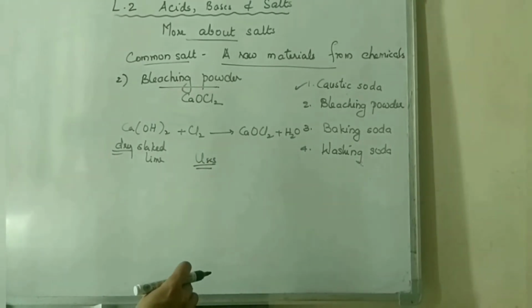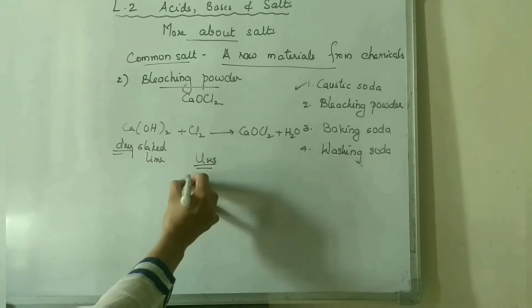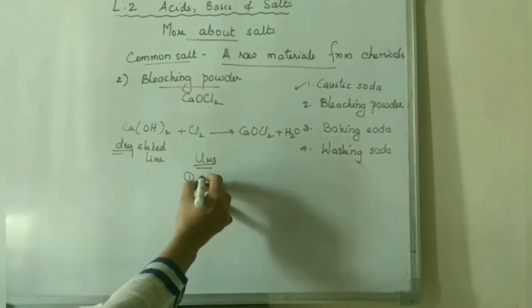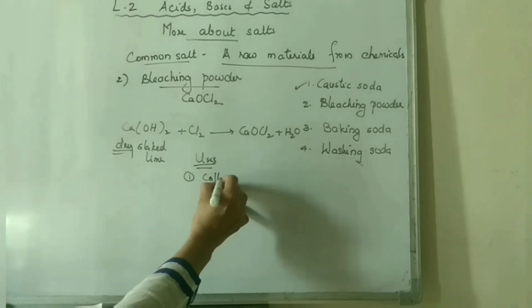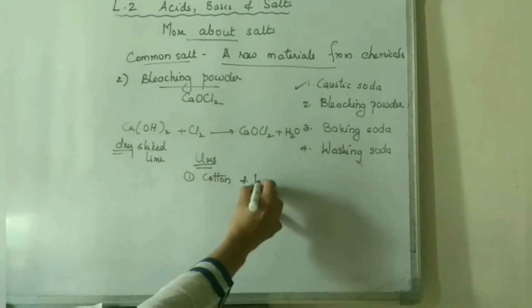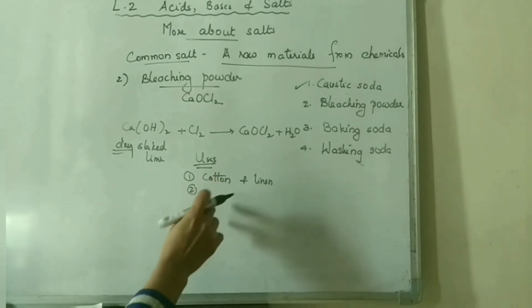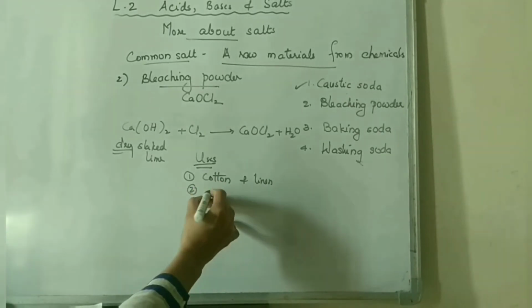Now you are going to study the uses of this one. The first one: we use it for bleaching in the cotton and linen textile industry. Second, we use it for bleaching wood pulp in the paper industry.